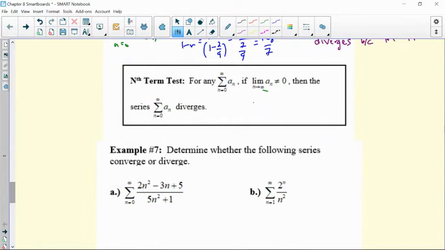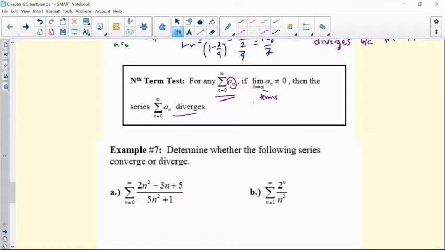The nth term test is kind of like our basic u-substitution of integration. We should always look at it because it's going to help us decide right away if a series diverges. So if you look at a series, remember, you're trying to analyze the summation. For any series, if the limit of the terms, so these are the terms, is not equal to 0, then you know your series diverges. There's no hope.